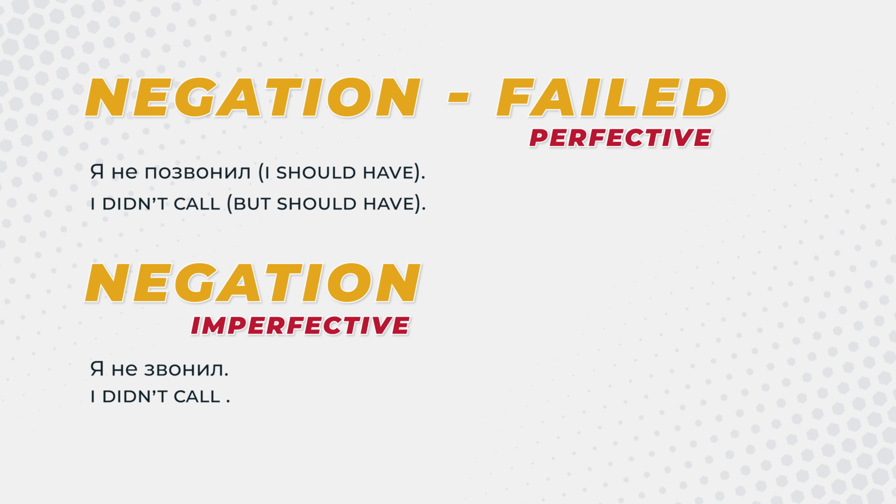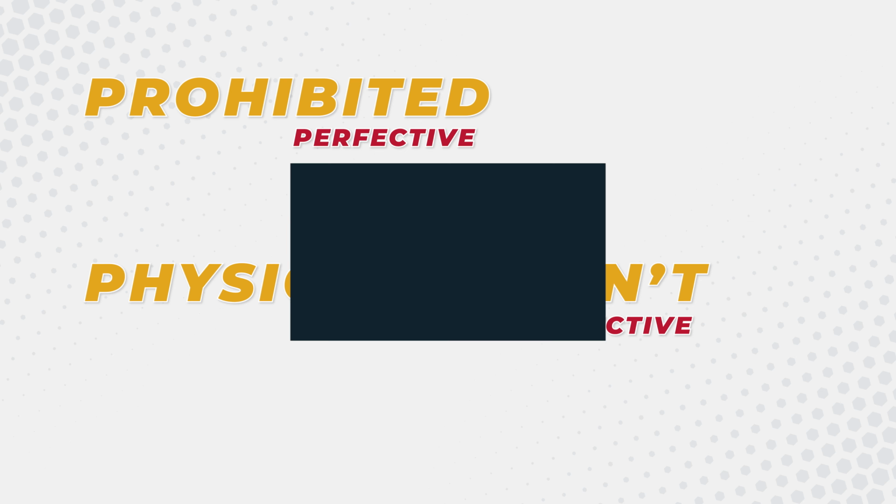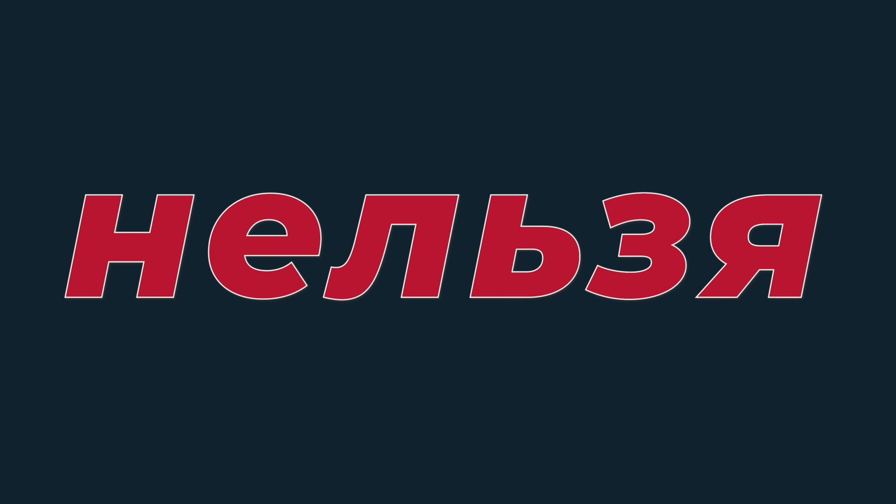Last little nuance here, you guys. If you're prohibited from doing something, you use the perfective form. If you just physically can't do it, you're going to use the imperfective form. So let me give you some examples here. If you don't know the word нельзя, I highly recommend you learn it. It's an awesome word. It means can't, not allowed, depending on the perfective and imperfective form of the verb here.